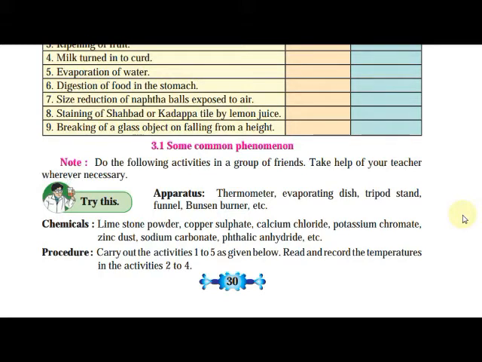Apparatus: thermometer, evaporating dish, tripod stand, funnel, Bunsen burner, etc. is given. Chemicals: limestone powder, copper sulfate CuSO4, calcium chloride CaCl2, potassium chromate K2CrO4, zinc dust Zn, sodium carbonate Na2CO3, phthalic anhydride. These are taken as chemicals. Procedure: carry out the activities 1 to 5 as given below. Read and record the temperatures in the activities.